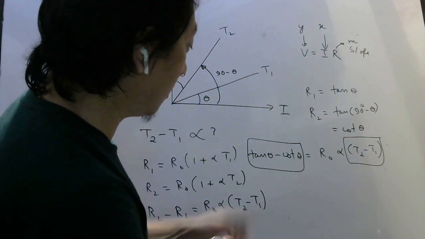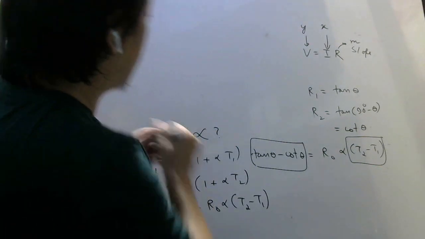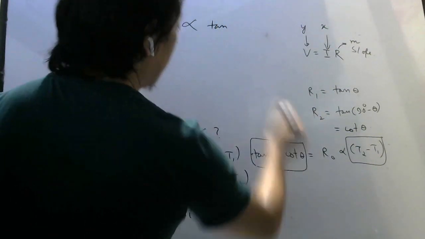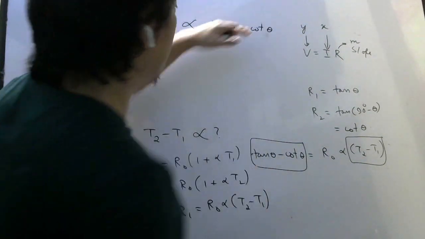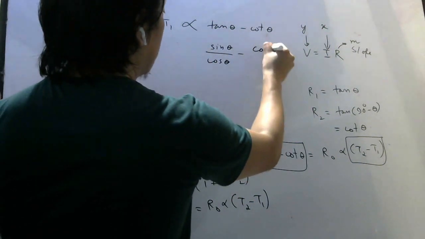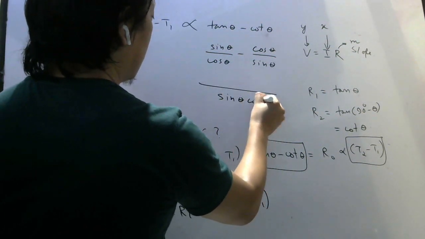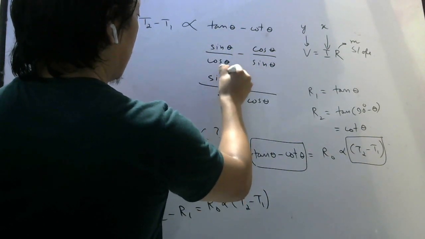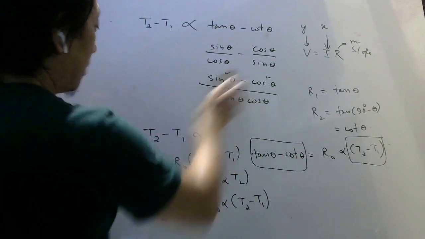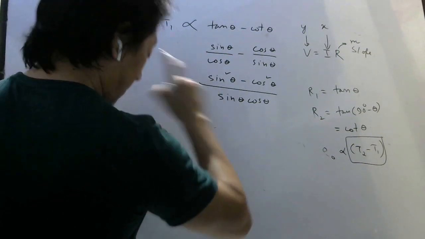Okay, so we have to simplify this. Now if you know trigonometry, this will be very easy. Difference in temperature T2 minus T1 is proportional to this expression, tan theta minus cot theta. So we have to simplify this. What will be this? Sin theta by cos theta minus cos theta by sin theta. Then if I take LCM, it will be sin theta cos theta. Here sin square theta minus cos square theta. Now you must be knowing sin square theta minus cos square theta is cos 2 theta.